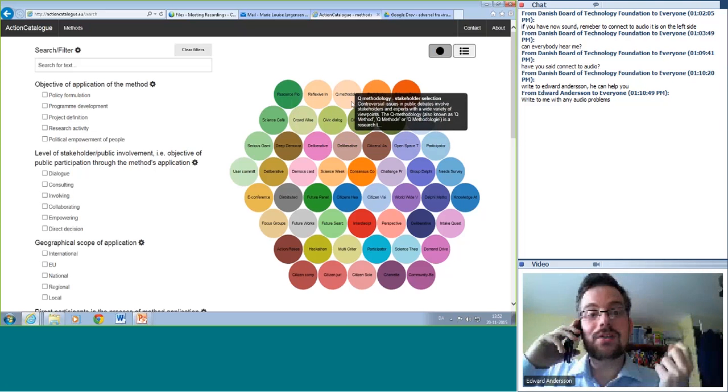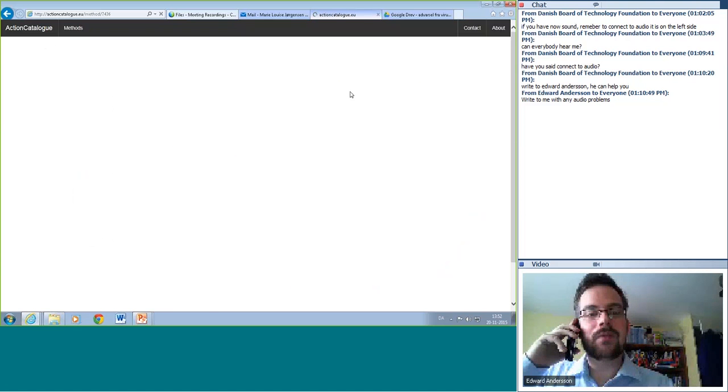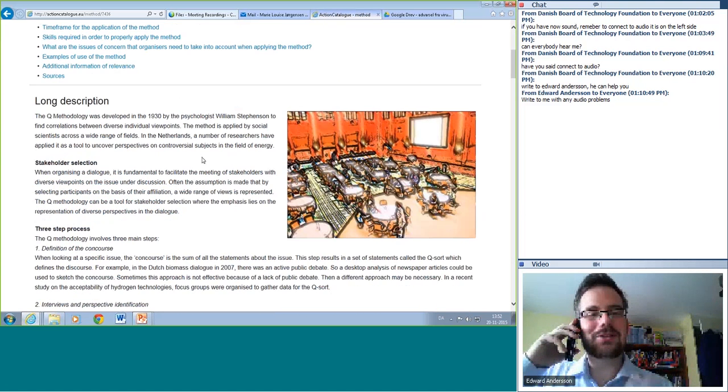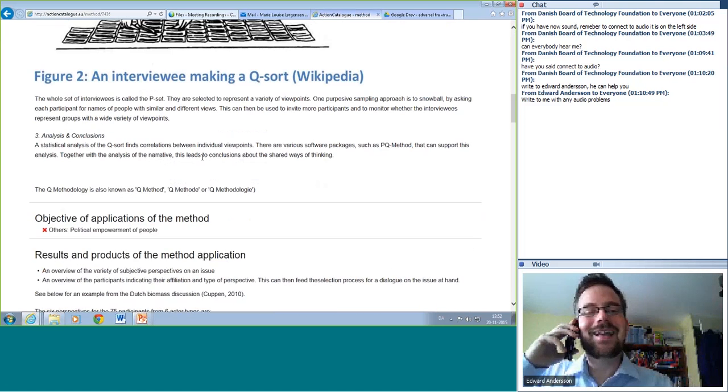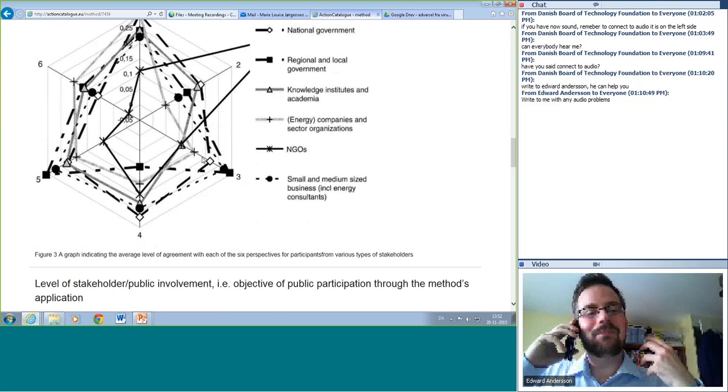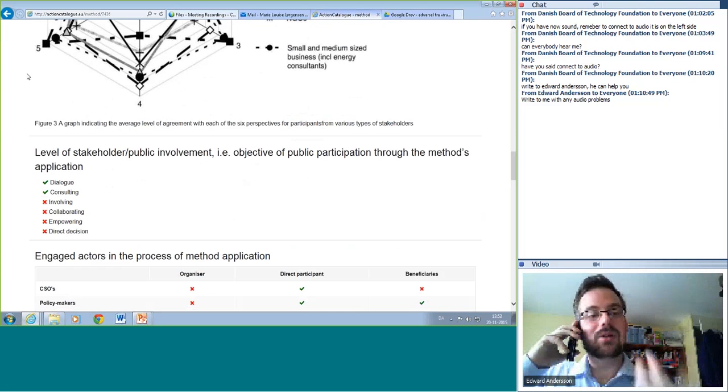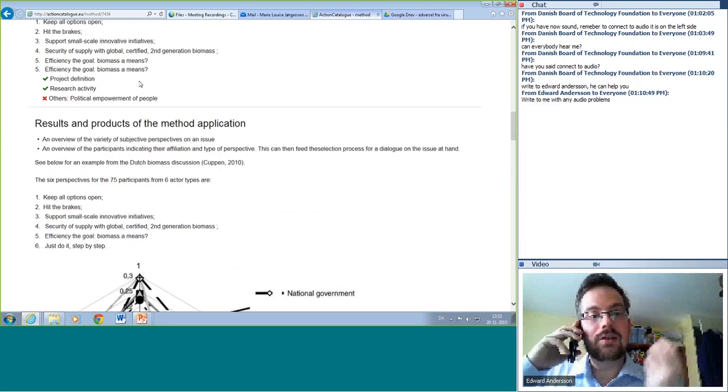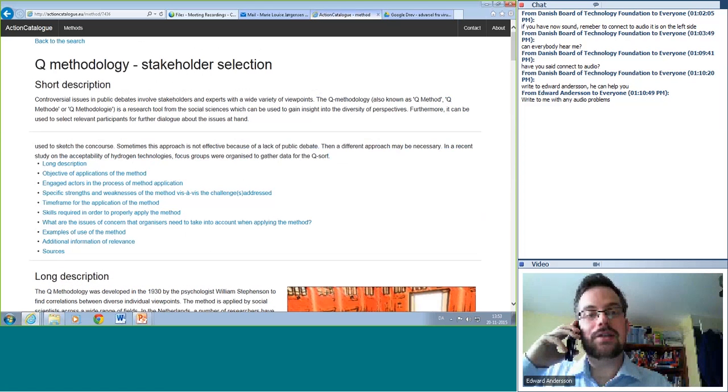So I think it's a great tool. I can say this because I wasn't involved in the programming of it. It's a very interesting model. It's very dynamic. So definitely check out the Action Catalogue.